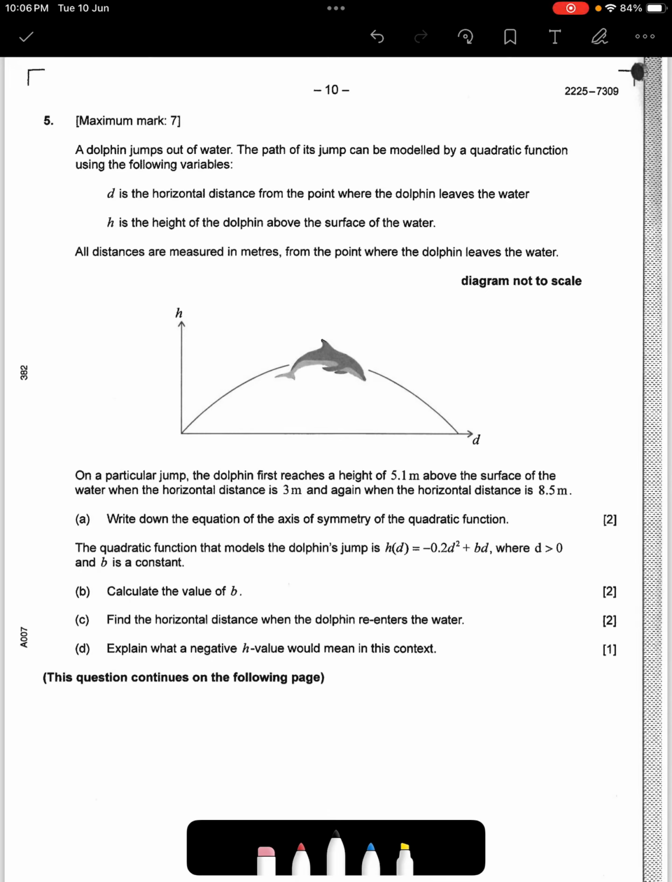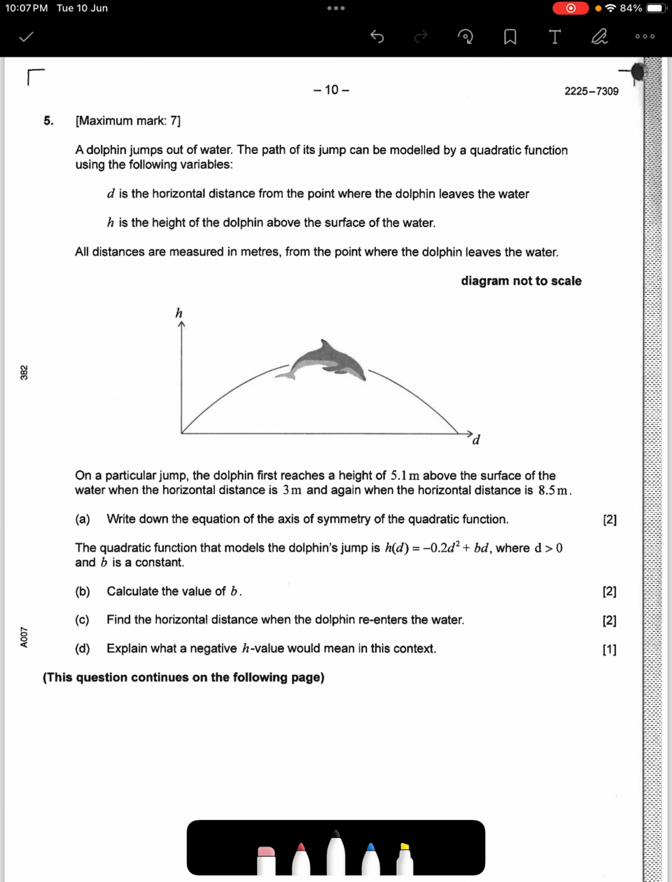Hey guys, all right, back to our series of the May 2025 paper of the AISL. Moving on to question 5. Question 4 was something that I skipped because it wasn't something that my students have done in the first year of the course. So I'm moving on to question 5, which is a quadratic function question.